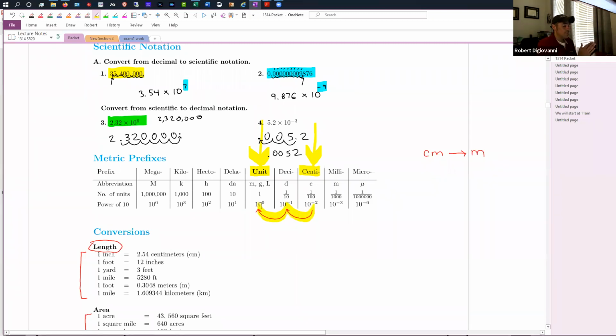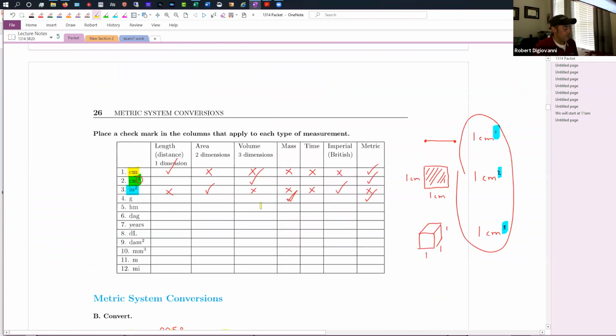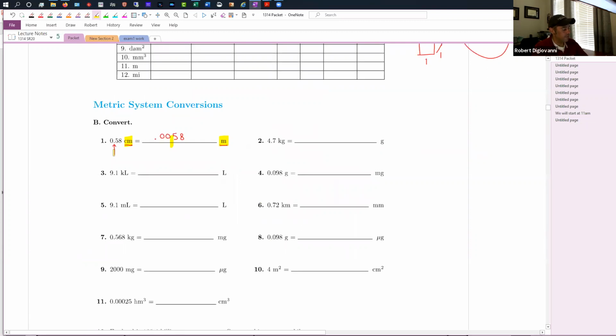So that means that what you'll do is you'll go to the problem, and wherever your decimal point was, in this case it was right before the 5, we're just going to take that decimal and move it 2 places to the left. So it used to be right here, it moved 2 places to the left and appears here now. So our answer would be 0.0058 meters. Does that make more sense?